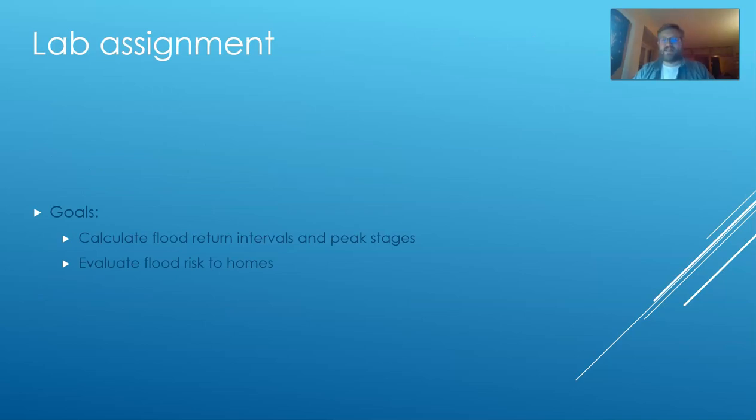Okay, so your lab assignment for this week. The goals of this assignment are first for you to be able to calculate flood return intervals and the peaks of floods using data similar to what we looked at with that Siletz, Oregon example earlier in the presentation. And then to evaluate the flood risk to homes. Are particular locations at risk of certain sorts of floods, and what would that mean for homeowners living in those places?